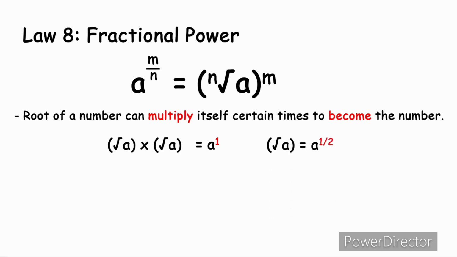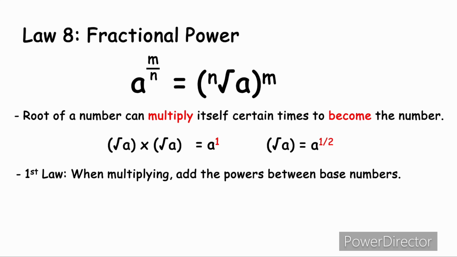From the first law, when you multiply 2 numbers with the same base, you add up the powers. This means a to the power of a half times a to the power of a half equals a to the power of 1, which equals 2 square roots of a multiplied. Simplifying this, we get a to the power of a half equals the square root of a, which proves our final law and our thumbnail.